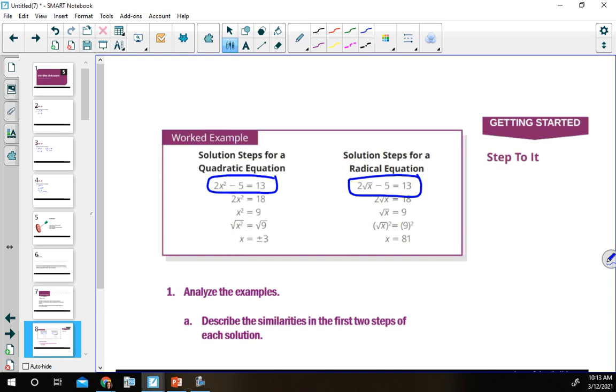So I want you to try to answer the next two questions. You're going to look at the process of how they solve for x and say, what are the similarities in the first two steps of each of them? Then after you figure out what is the same, you're going to describe the differences in the remaining steps. So what did they do in the remaining steps after the first two that was different? Go ahead and pause the video and try to think about what you think they did.